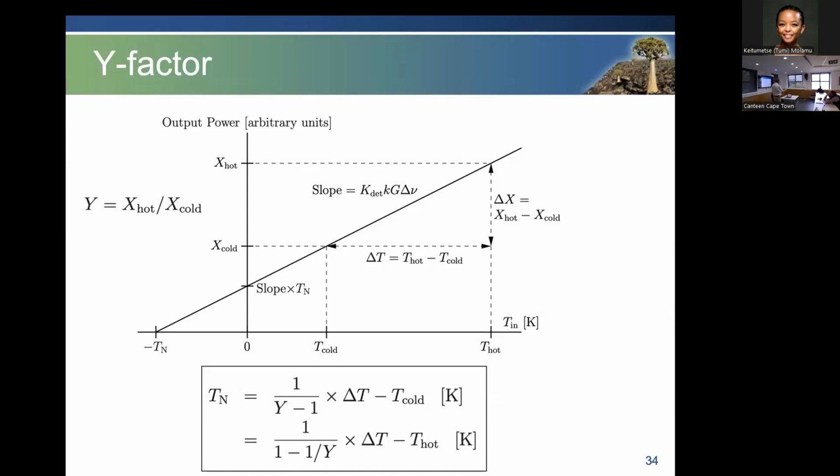The implementation of this is done in various ways. You can do it in the lab, or you can do it in the sky. You can point your telescope at the moon and then point it next to the moon. The moon is at about 200 Kelvin. Next to the moon is about 10 Kelvin. So you've got two input temperatures to your telescope, you measure the Y factor, and you get the system temperature of your telescope out of that. And during commissioning, people are going to be doing such things.